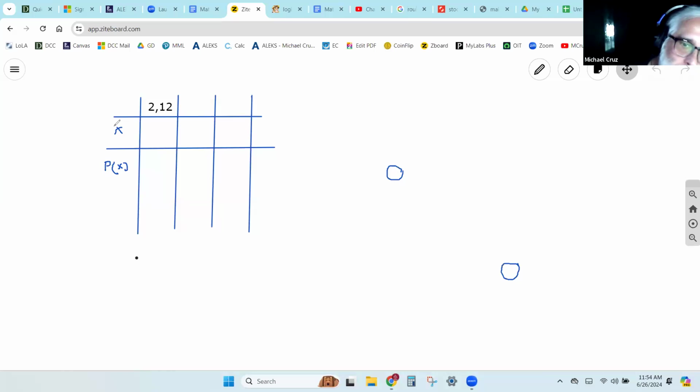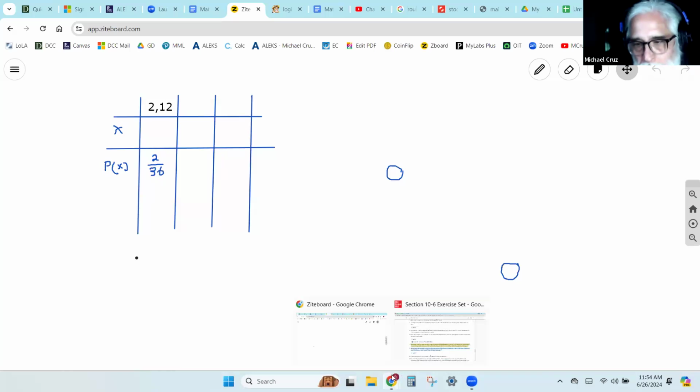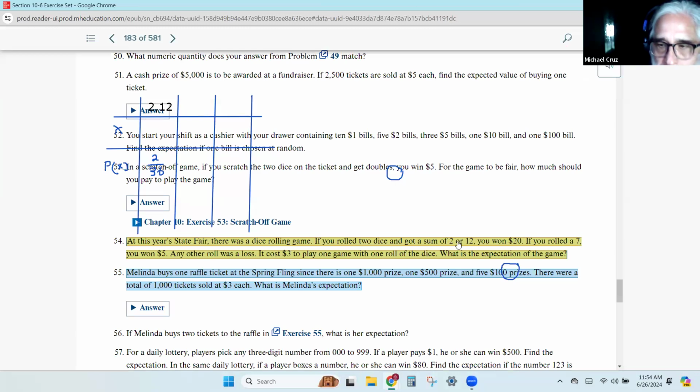So that's an X. All right, so it's 2 out of 36. And then what happens if we get 2 or 12, we win $20. Now, here's where we got to watch out.